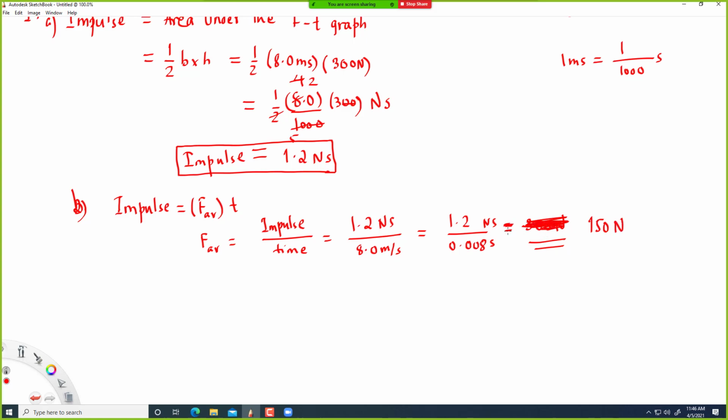So which is not the maximum force in this case then. I was thinking it would be maximum force, but basically you find the average force in this way, okay? So impulse is given by average force times time, and then the average force is impulse over time, and you just plug in the numbers.